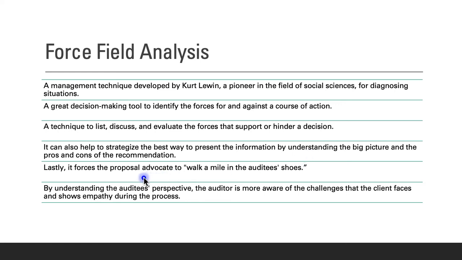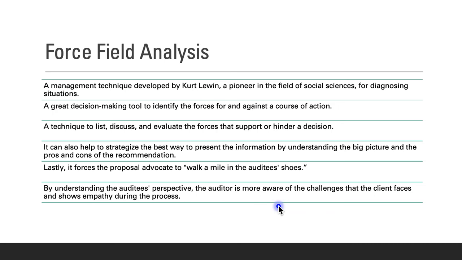Lastly, it forces the proposal advocate to walk a mile in the auditee's shoes. Okay? So by understanding the auditor's perspective, the auditor is more aware of the challenges that the client faces and shows empathy during the process. So yun yung kagandahan ng force field analysis. Hindi lang tayo parang robot na i-dictate lang natin sa ating audit client na ito po yung recommendation namin. Tapos parang kaya may pushback ang audit client kasi you did not consider other factors.